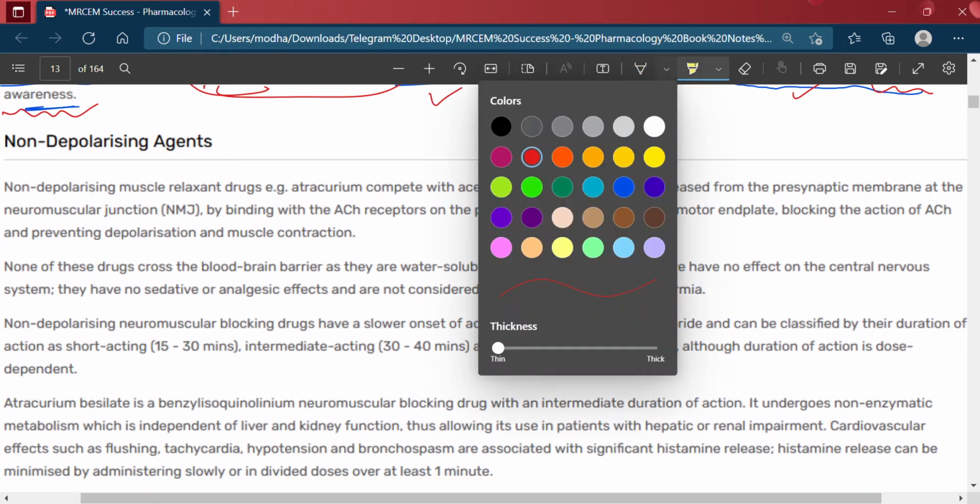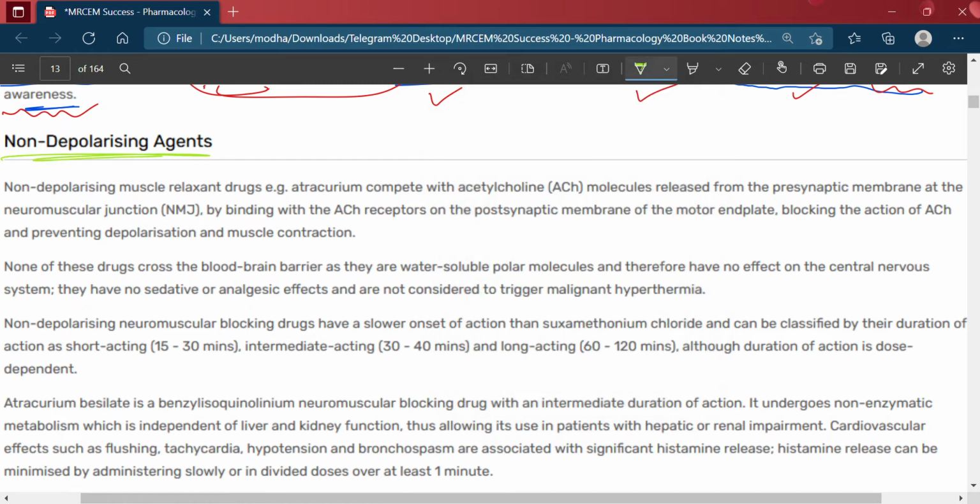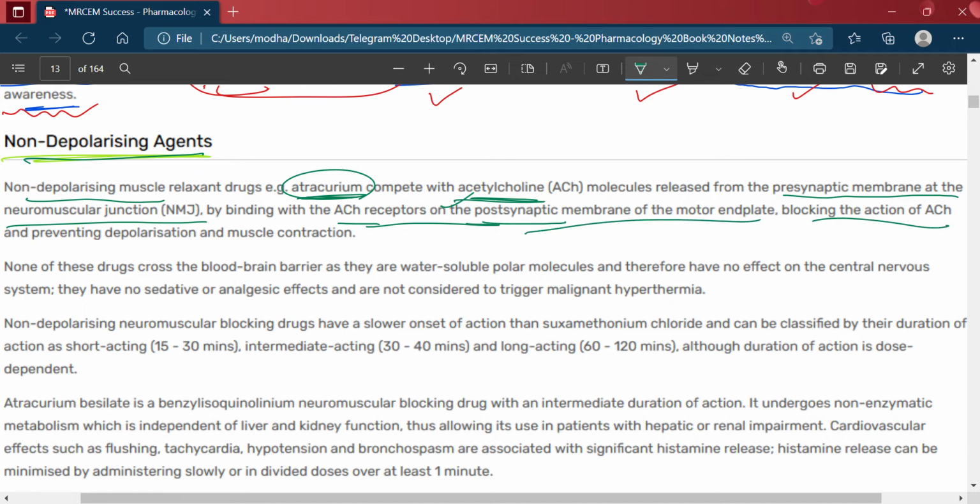Non-depolarizing agent. Non-depolarizing muscle relaxant drugs like atracurium compete with the acetylcholine molecule released from the presynaptic membrane at the neuromuscular junction by binding with the acetylcholine receptor on the postsynaptic membrane of the motor end plate, blocking the action of the acetylcholine and preventing the depolarization and muscle contraction.